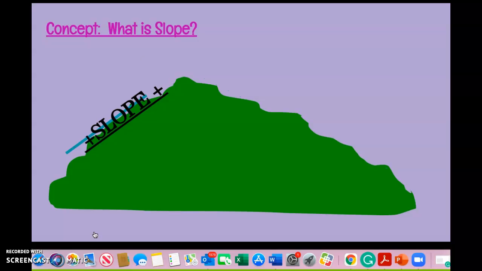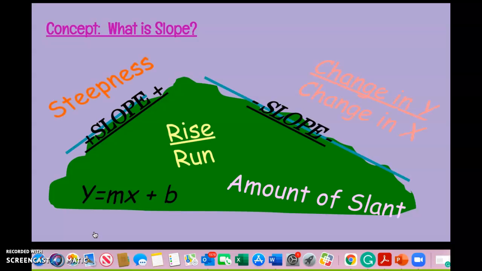What is slope? Slope is the stiffness of a line. We can have a positive slope as it goes up from left to right. We can also have a negative slope as it goes down from left to right. Slope can be represented as rise over run, or also as the change in y divided by the change in x.